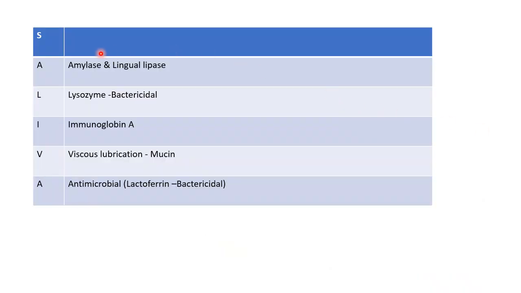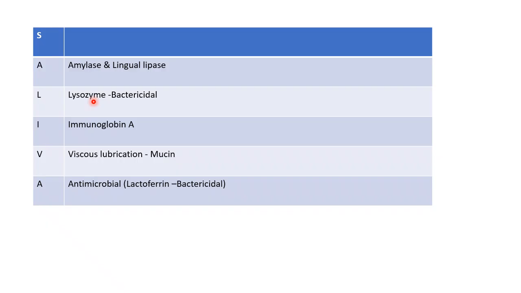Now, what is the function of saliva? Okay, so the salivary functions, number one is it contains the enzyme amylase and lingual lipase. Amylase is an enzyme that digests the carbohydrate. It is also called salivary amylase or ptyalin, and lingual lipase will digest the fat.